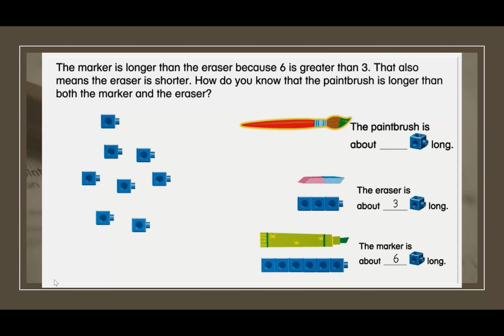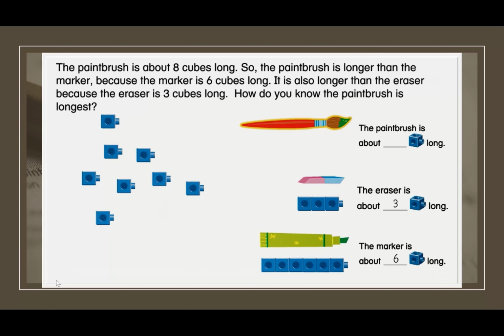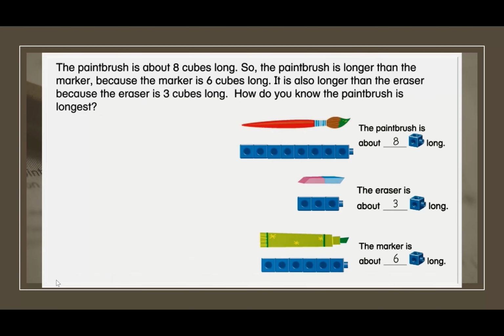How do you know that the paintbrush is longer than both the marker and the eraser? Okay, kids, now how do you know the paintbrush is the longest of all? About how many cubes long is the paintbrush? Excellent, it's about 8 cubes long. So you can easily say that it's the longest. The paintbrush is longer than the marker because the marker is 6 cubes long. It is also longer than the eraser because the eraser is 3 cubes long.